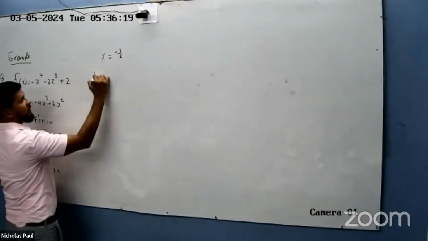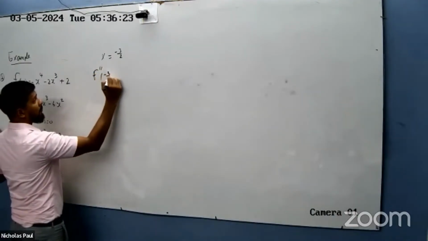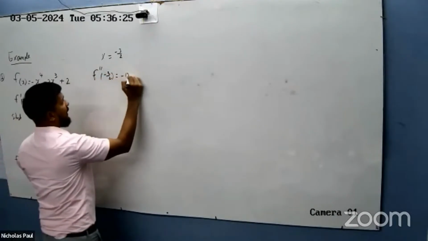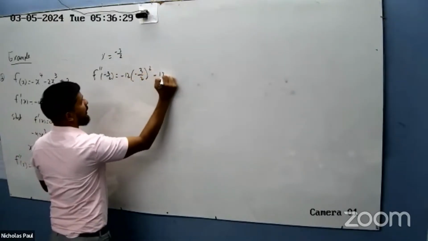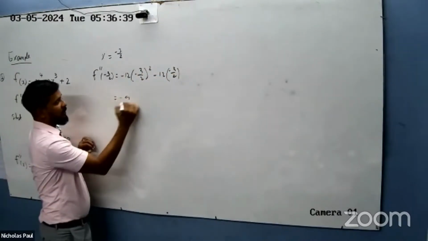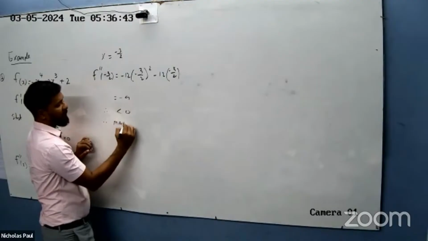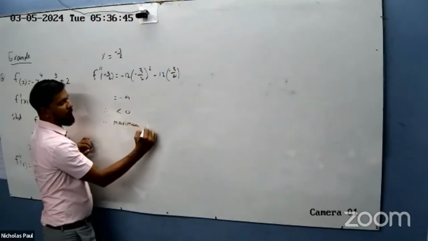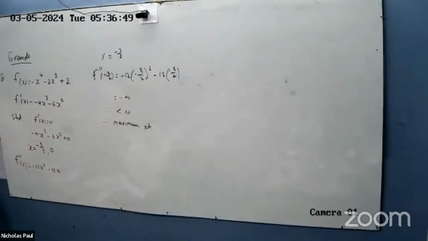x is minus 3 on 2, so f double prime is minus 12 by minus 3 on 2 squared minus 12. So therefore, less than 0, therefore it's a maximum point. Please remember to find the y value as well. Plug in minus 3 on 2 here and get the y value.